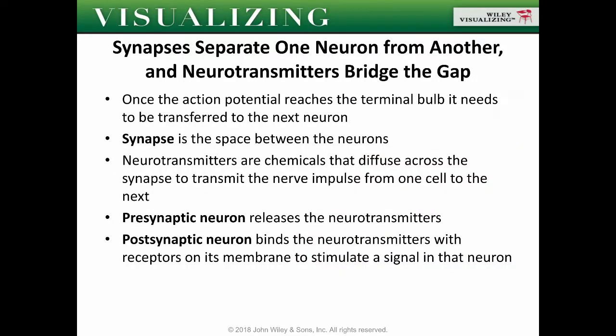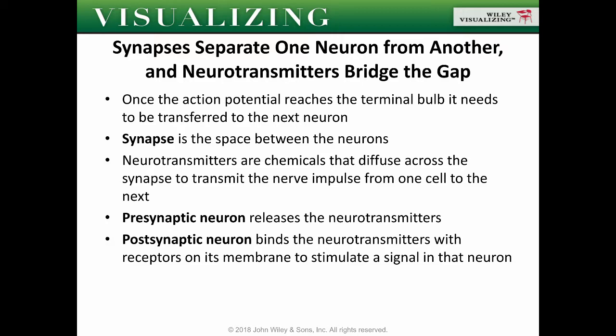Okay? So synapses separate one neuron from another, and neurotransmitters bridge the gap. So as I was saying a while ago, the action potential is electrical in nature across the cell, but between the two cells it becomes chemical.